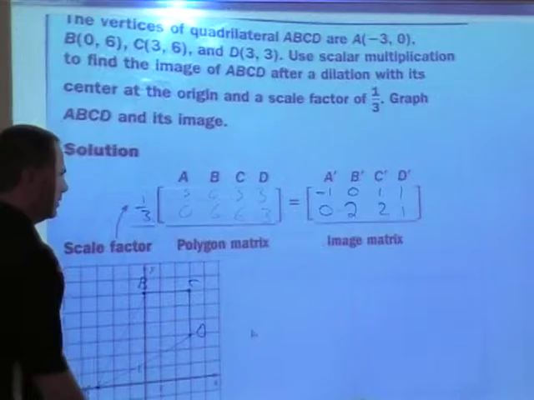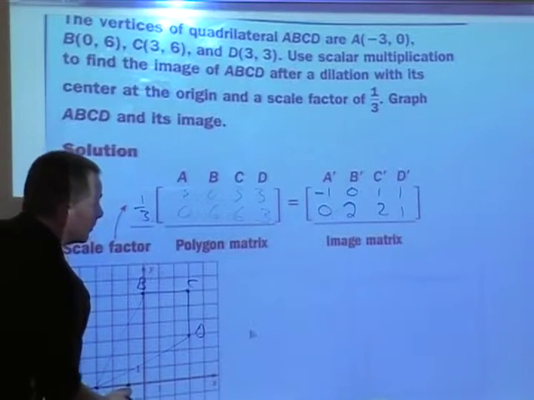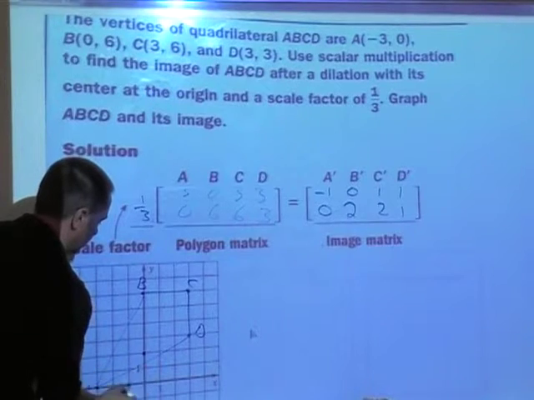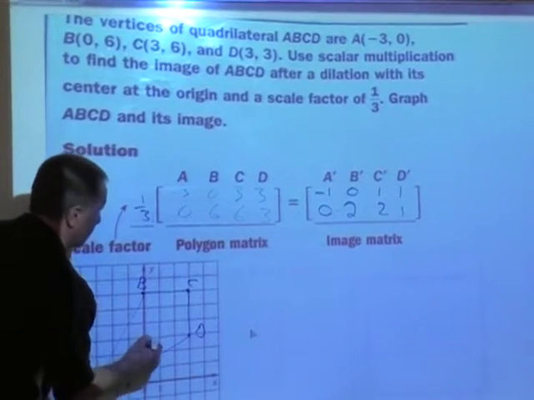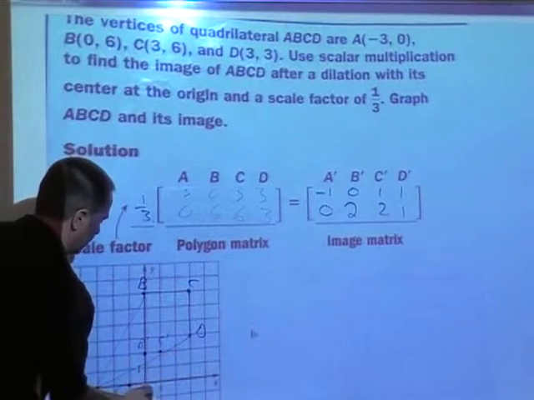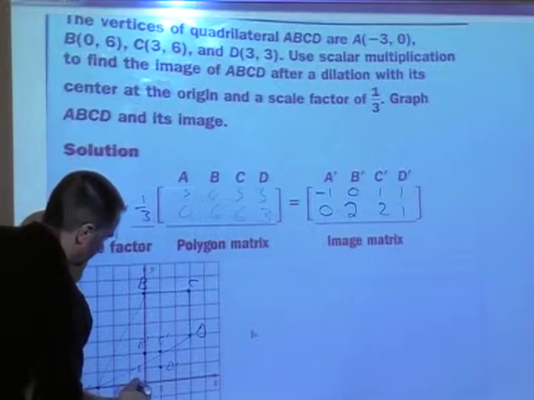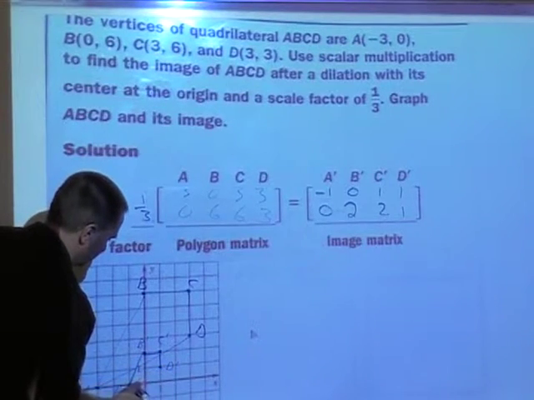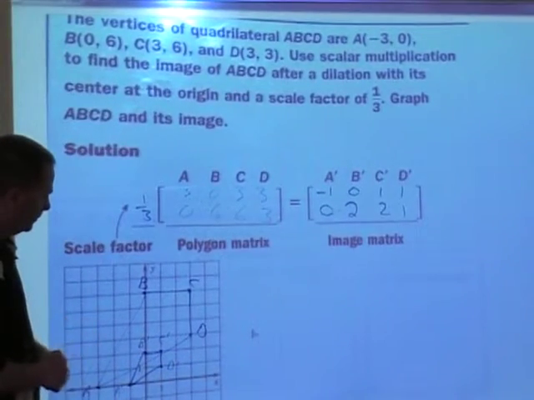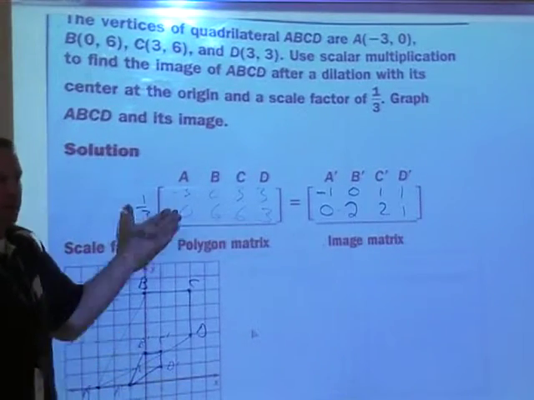Let's graph those. Negative 1, 0. 0, 2. This is A prime. 1, 2, and 1, 1. That's a baby kite. That's the visual of dilation getting smaller. That's how you do it.